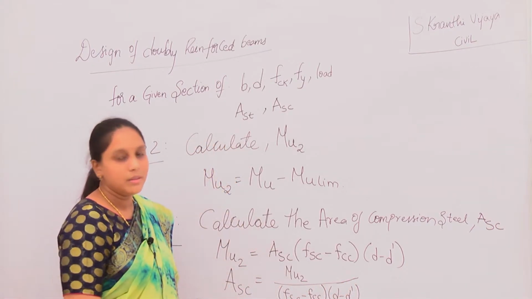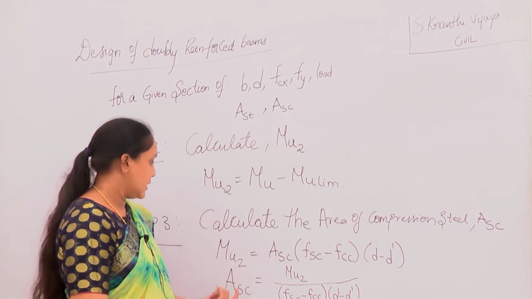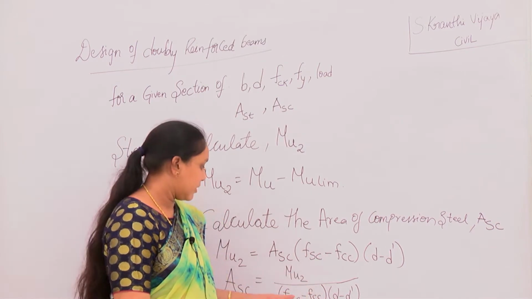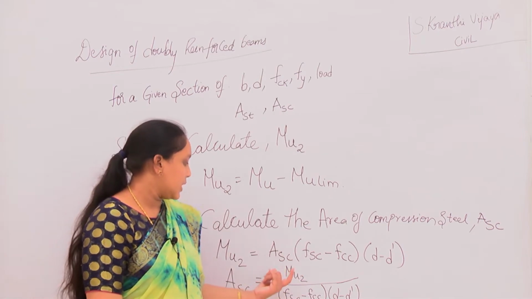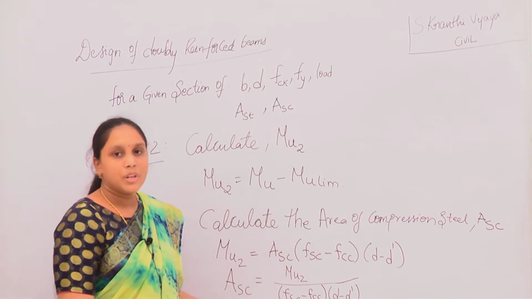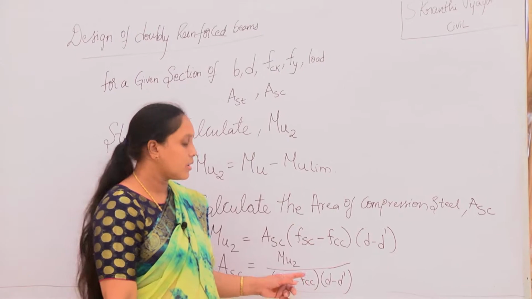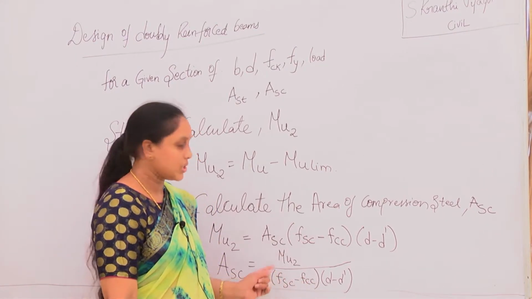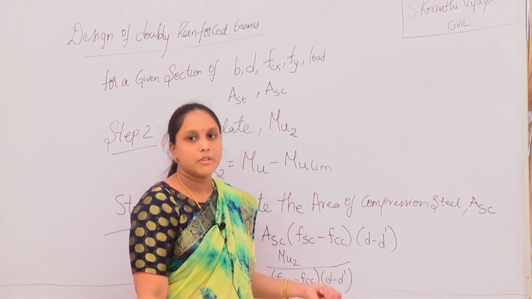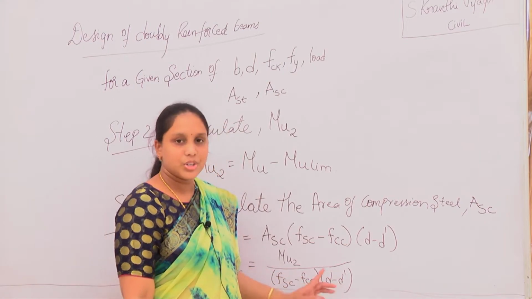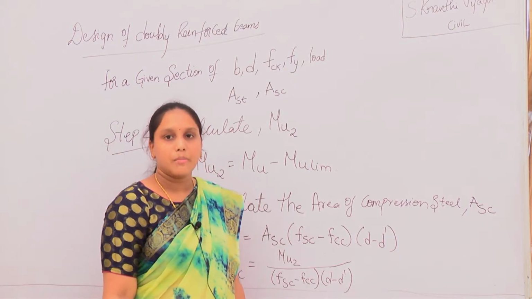So from this equation, we can calculate the area of the compression steel. That is Mu2 divided by (Fsc minus Fcc) into (d minus d dash). Mu2 is the additional moment which has to be resisted. Fsc is the stress in the compression steel. Fcc is the compressive stress in concrete at the place of the compression steel, and d is the effective depth. And d dash is the distance from the topmost compression fiber to the compression steel. So by using this equation, we can find out the area of the compression steel.